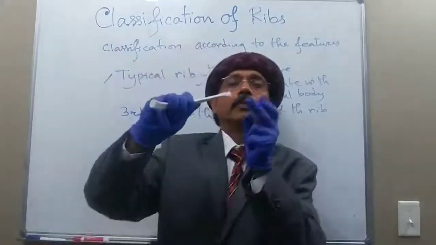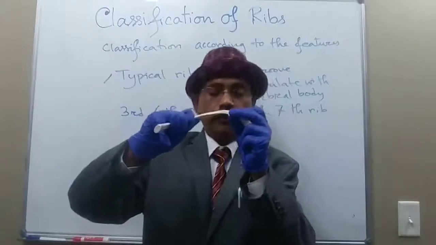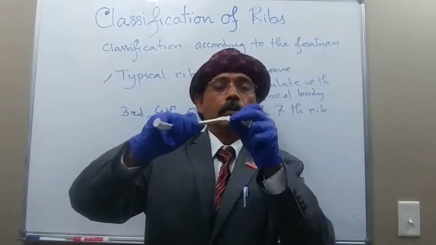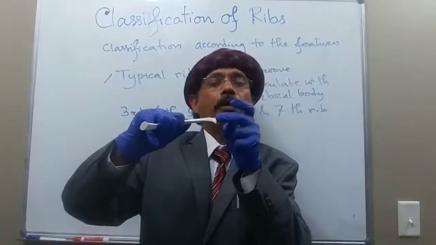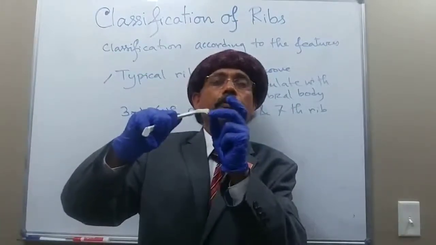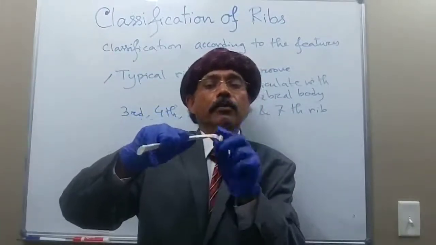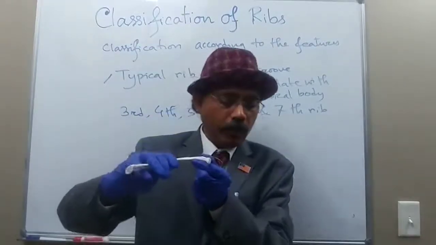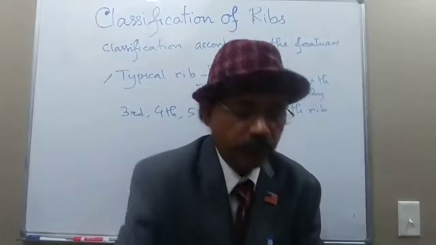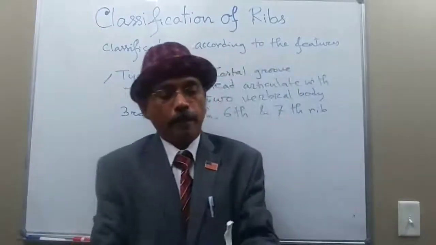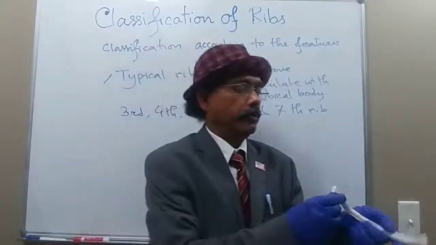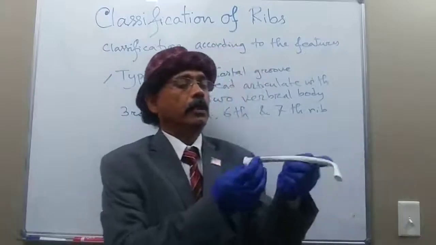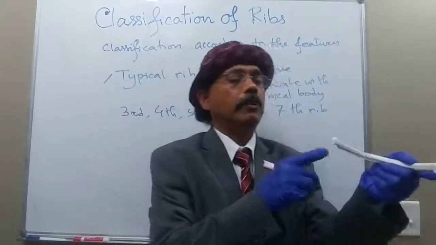They have typical features like that. The vertebral end has two articular surfaces. In between we have a ridge. The neck of the rib, we have the tubercle of the rib. This is the typical rib.